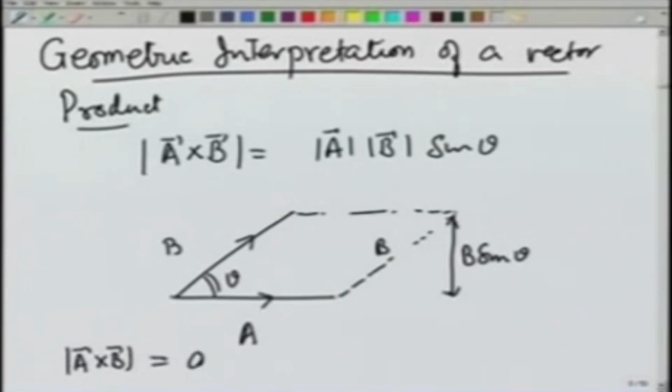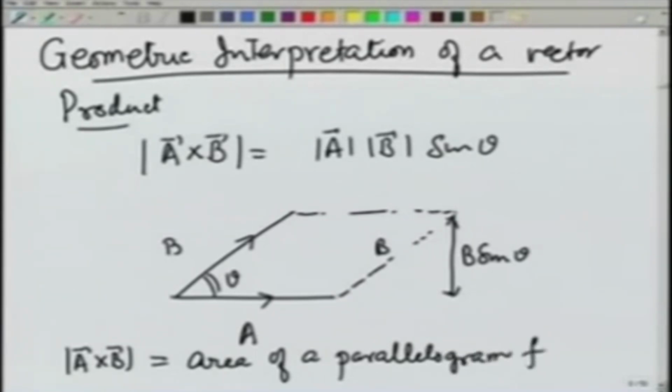is the area of a parallelogram formed by A and B.